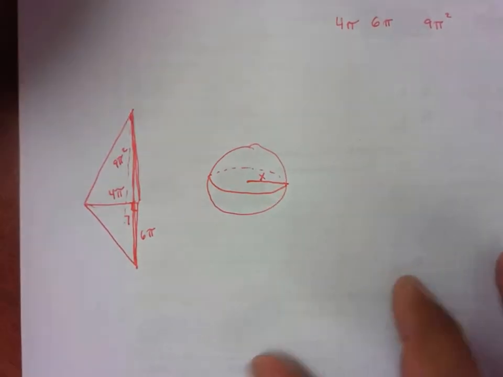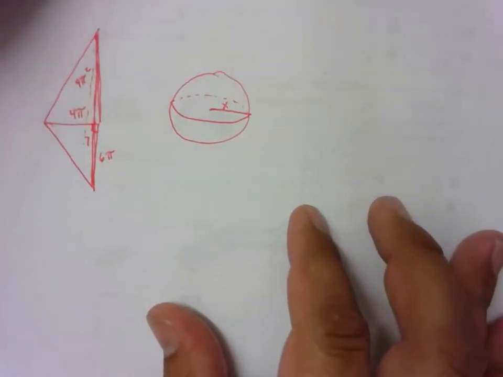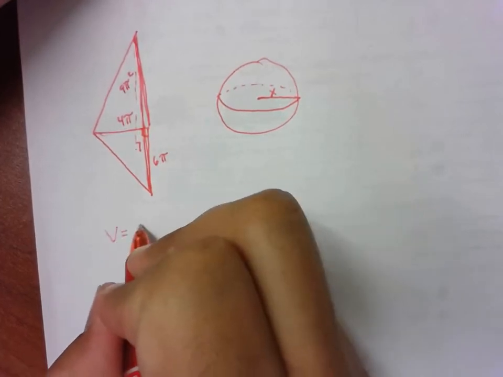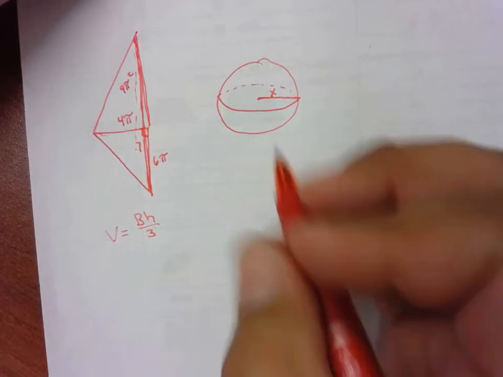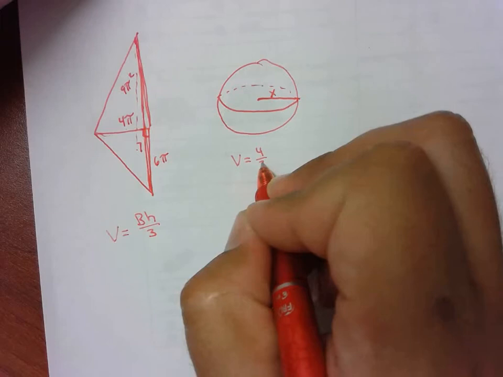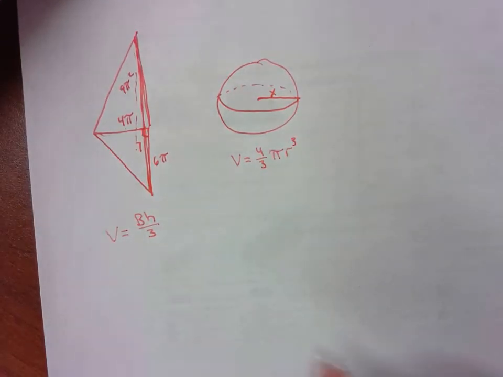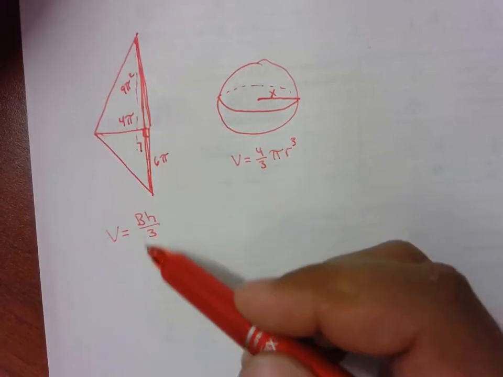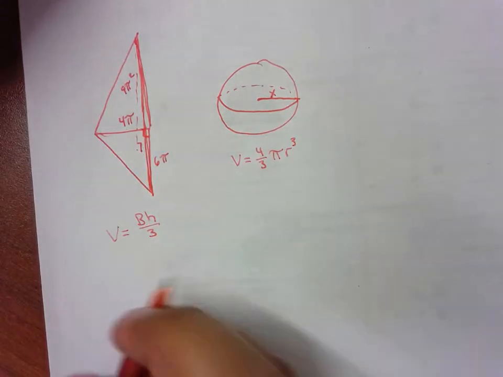Alright, the triangular pyramid, it said volume, so you need volume. The triangular pyramid's volume, since it's a pyramid, is area of the base times the height divided by 3. For the sphere, the volume is 4/3 π times the radius cubed. Those two things are equal. I can find the volume of this triangular pyramid. I have everything I need. We'll just plug it right in.